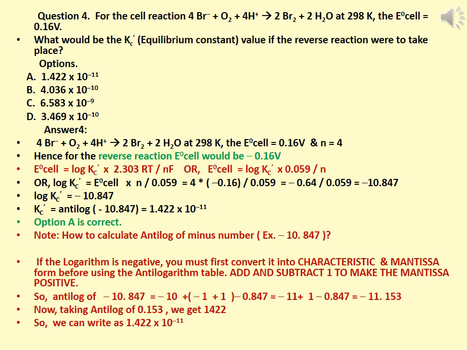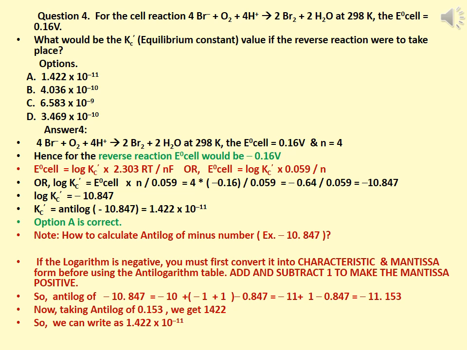Before taking the anti-logarithm, we need to convert it into characteristic and mantissa. Mantissa can never be negative. So first, let us see the calculation of how to take the antilog of a negative number. For example, here we got log K'c as minus 10.847. So K'c would be antilog of minus 10.847. How to take the antilog of minus 10.847?